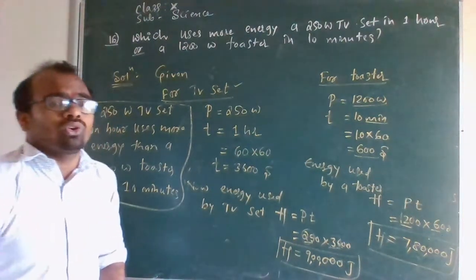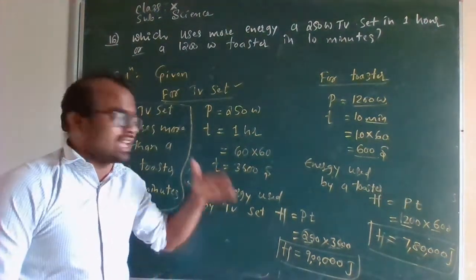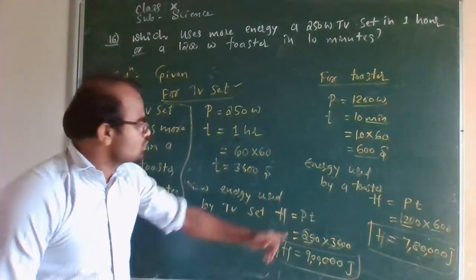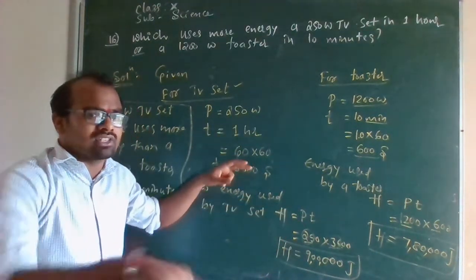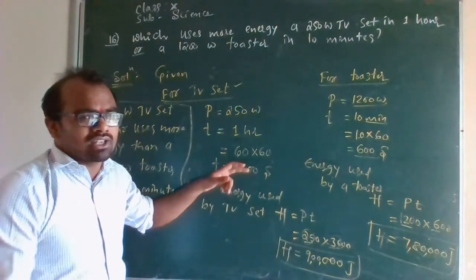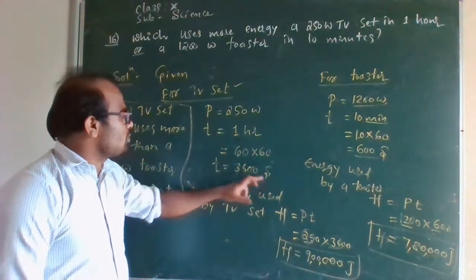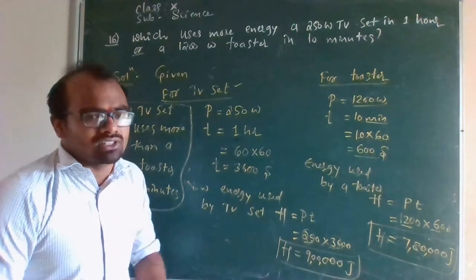Energy H is equal to, here heat energy comes. So H is equal to P into T. P is 250, T is given in hours. First we have to convert it into seconds, because the second is the SI unit of time. 1 hour contains 3600 seconds.